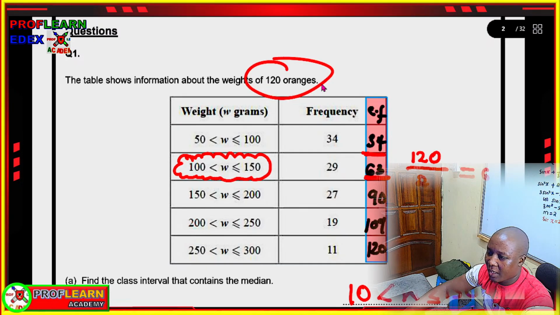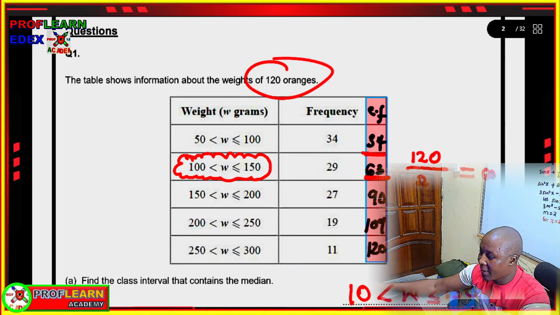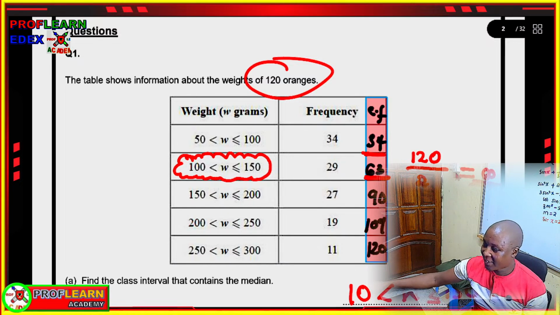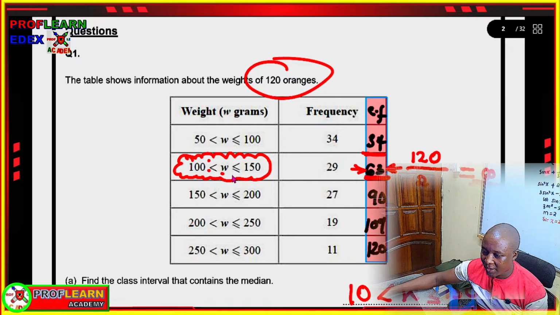Remember, if we write the cumulative frequency, the total frequency is 120. So the median is going to lie in 60, isn't it? It's going to lie inside 60. So which class is containing 60? You see the frequency is what? 63. So the class that is containing that is this class that we are having at the given point.